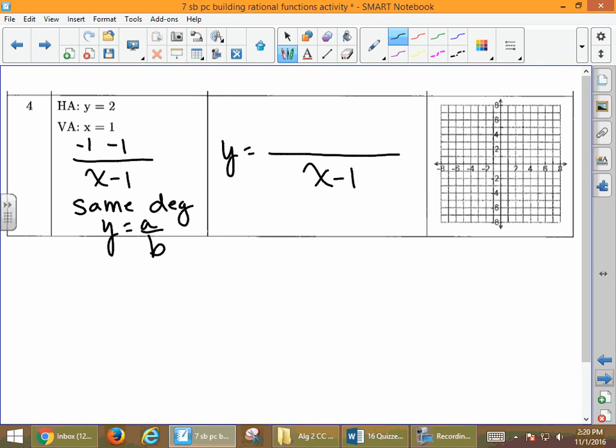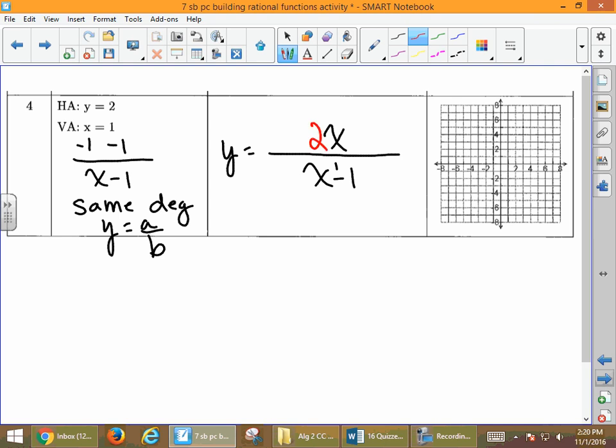So if we want to have the same degree up here, then it's going to be x to the first power, because down here in the denominator we have an x to the first power. But to get our ratio of a over b, we would have to put a number in front of that x, in this case a 2.